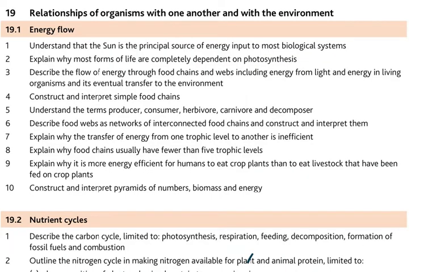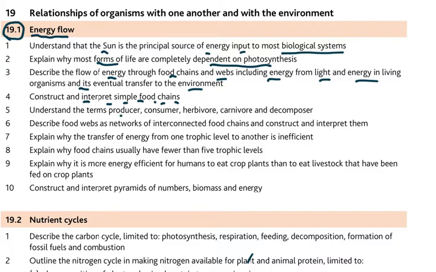Now, as we start with chapter number 19, the first one is 19.1, which is energy flow. Understand that the sun is the principal source of energy input into most biological systems. Explain why most forms of life are completely dependent on photosynthesis. Describe the flow of energy through food chains and food webs, including energy from light and energy in living organisms and its eventual transfer to the environment. Construct and interpret simple food chains.